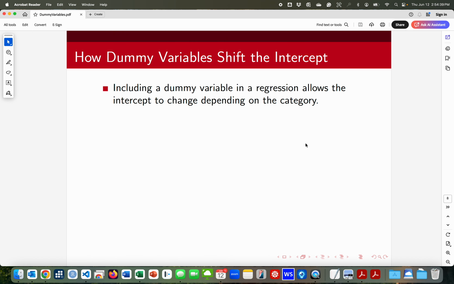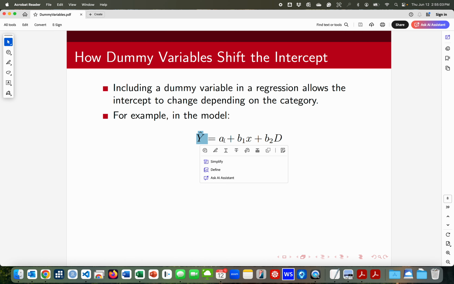Visually, when we're thinking about a dummy variable and what it looks like on the plot, it effectively changes the intercept for the estimated regression line. So depending on the category, you can have an intercept that's higher or lower than the omitted category. So in an example like this, we have your predicted value, an intercept a, b1 times x, where x is continuous.